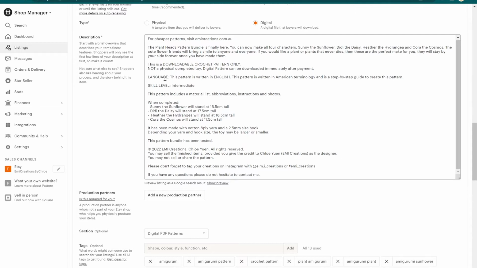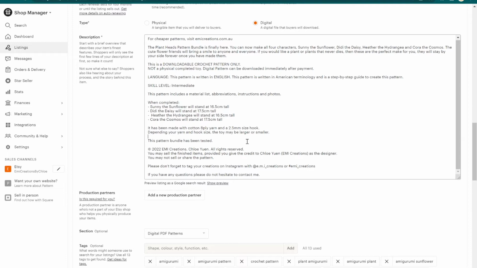So I always tell people what the language is. So my pattern is always in English and is always written in American terminology, the skill level. So this pattern, it's intermediate because there are a lot of parts. I always tell people how big the toy is once they complete it, if they use the materials that I've listed in the pattern. And again, I always tell people what I have used to make the pattern as well, and most importantly, to let people know that it has been tested as well.